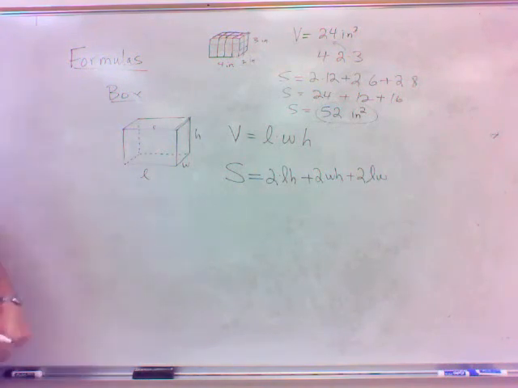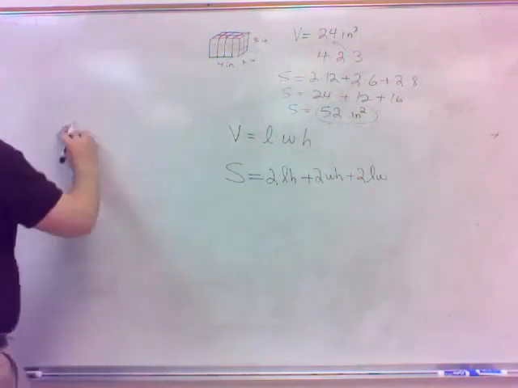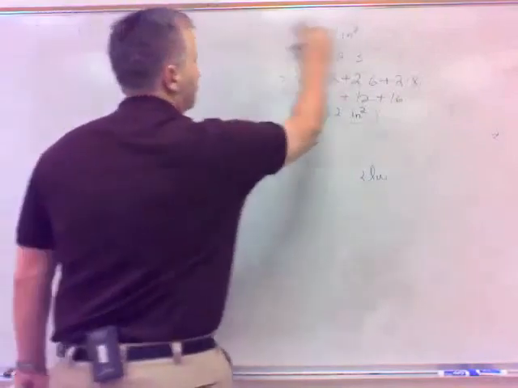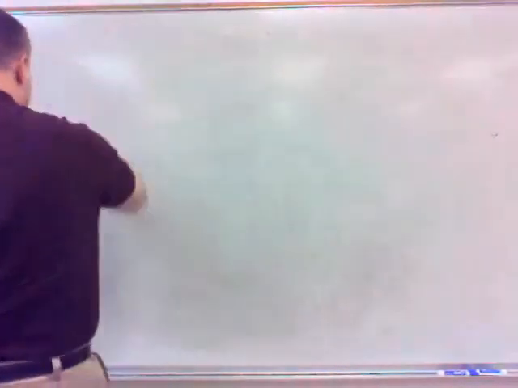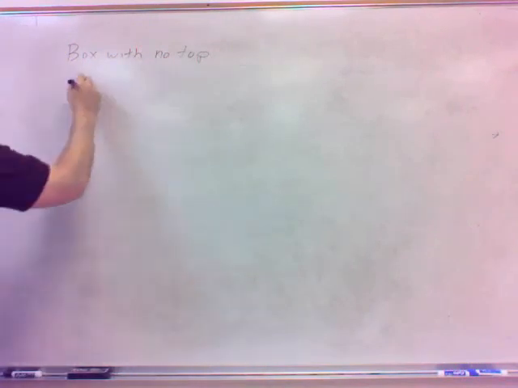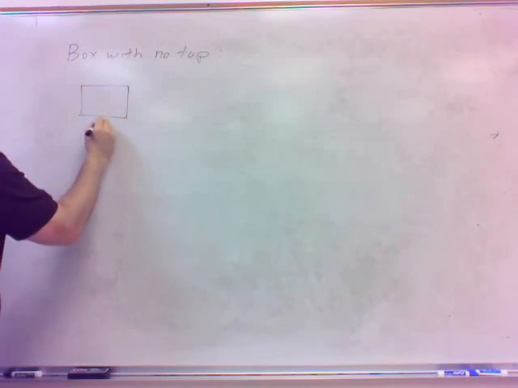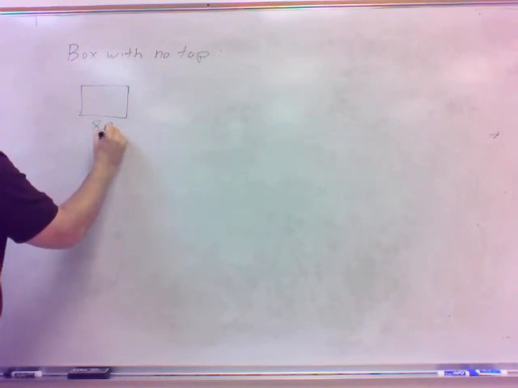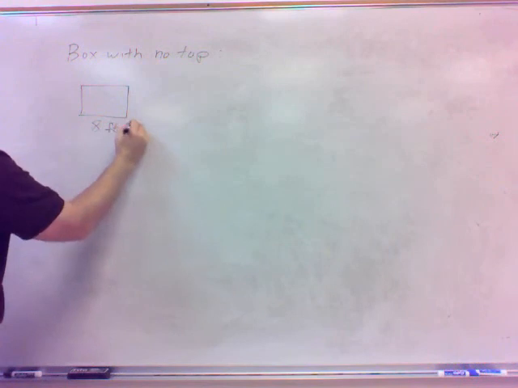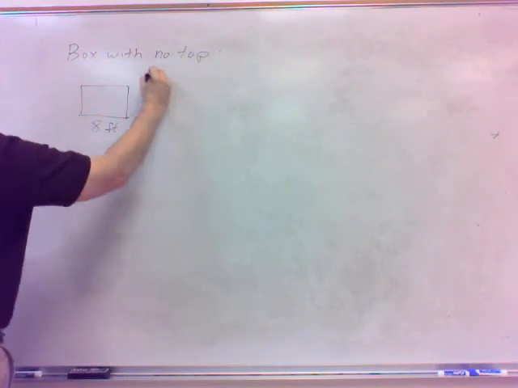I like this problem for a box, and you can do this for a lot of these, but let me give you another example here. Let's say we had a box with no top, as shown here. I'll show you. So this box has no top on it. All right, so let's say it's 8 feet by 3 feet by 5 feet.